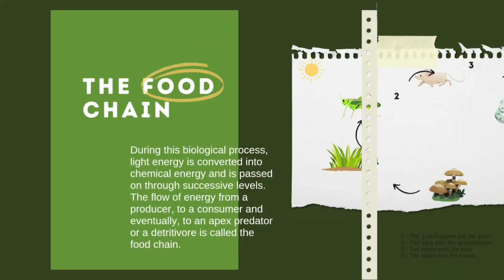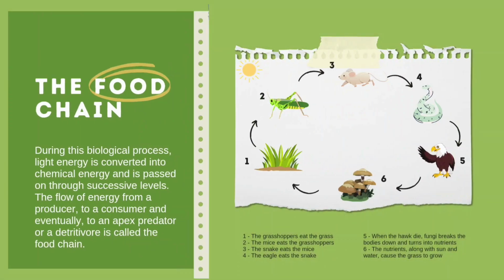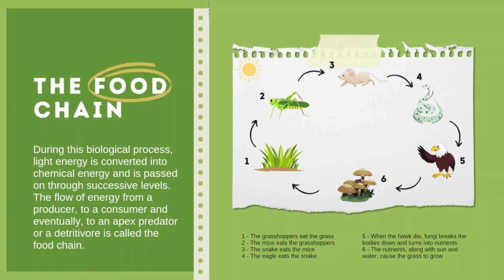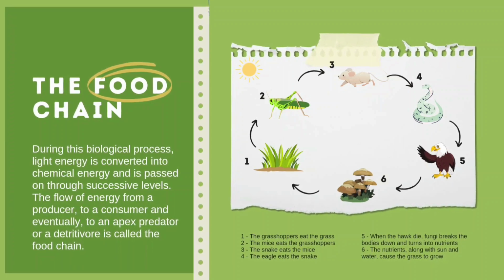The food chain. During this biological process, light energy is converted into chemical energy and is passed on through successive levels. The flow of energy from a producer to a consumer and eventually to an apex predator or a detritivore is called the food chain.